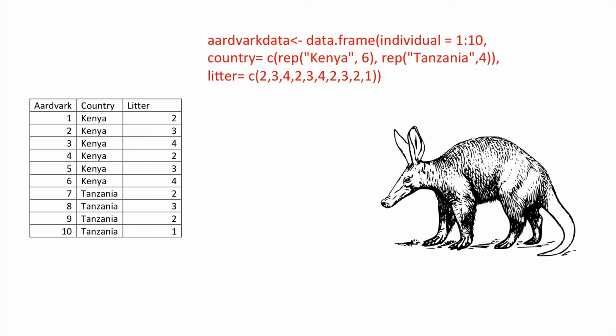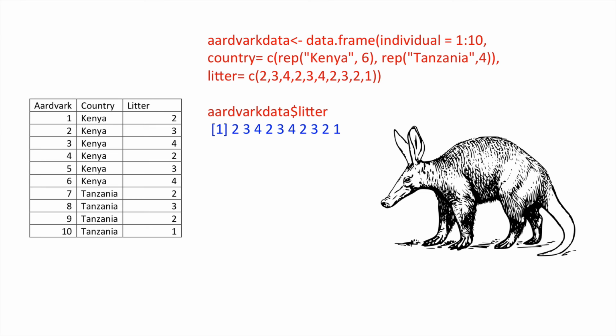What about the country? Well, we have 6 Kenya data points and 4 Tanzania. And to have Kenya written down 6 times, we can use the rep operator that we met earlier. So the country is 6 Kenya and 4 Tanzania written after one another. And then finally, the interesting data that we have is the litter. So it's 2, 3, 4 all the way down to 2, 1. Well, we can create a data frame like that, and then we can ask questions.